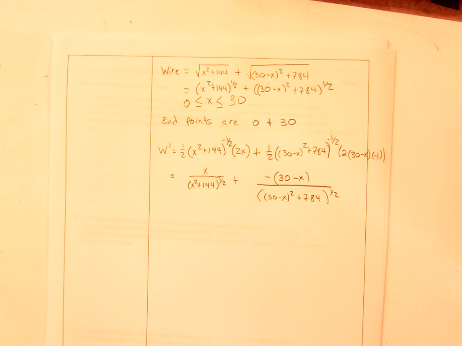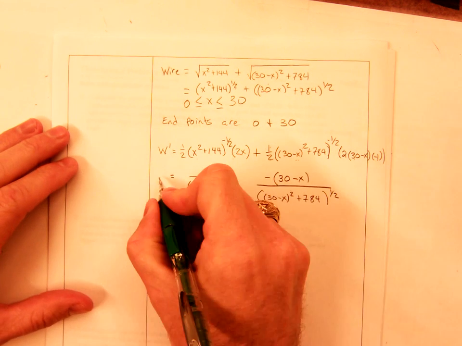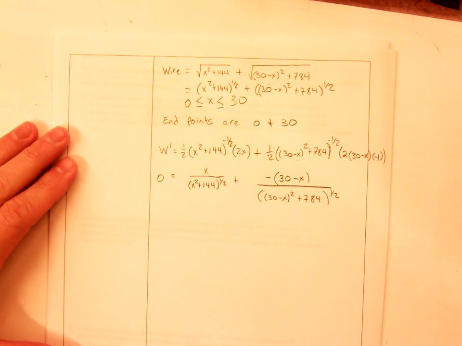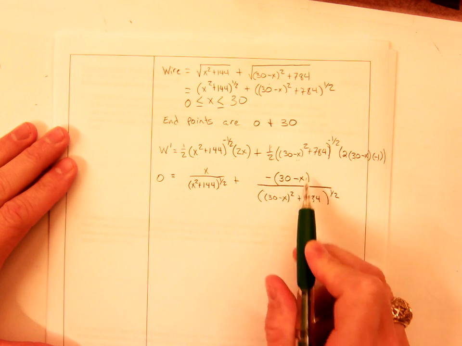I'd love to have a common denominator. That might not be the easiest way to go about this problem, but at some point I'd like to be able to isolate x and factor it. So what I'm going to do is set this all equal to 0, right? Because I'm finding critical numbers. I'm sending this whole thing over there.